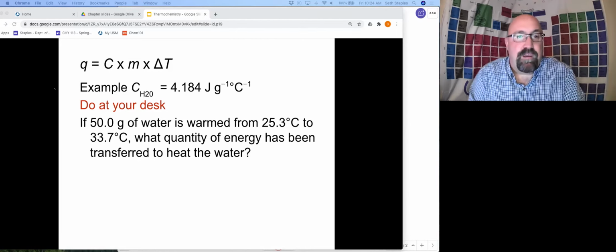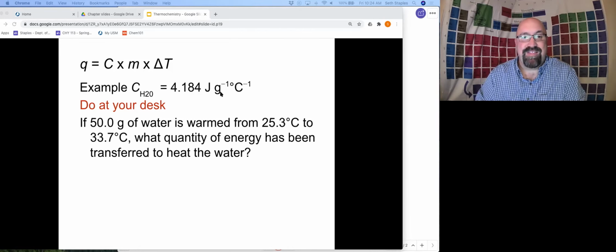So here's an example. We have 50 grams of water being warmed from 25.3 to 33.7 degrees C. And we want to know what amount of energy has actually been transferred in order to heat that water. And we have the specific heat of water right here, 4.184 joules per gram degree C.